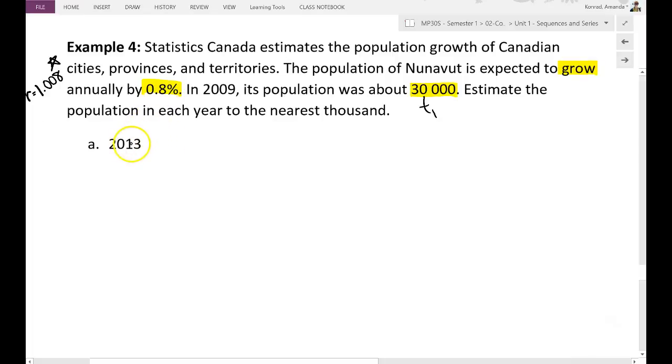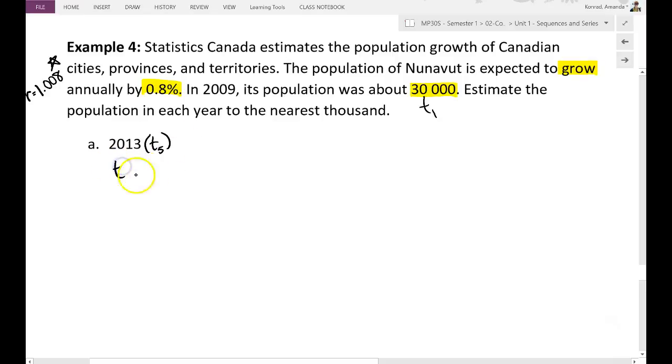We also need to figure out which term 2013 actually is. Well, since 2009 actually counts as term 1, we are going to add that difference, so 2009 to 2013, that's 4 years. We're adding that on to term 1. So this is going to be not term 4, but term 5.